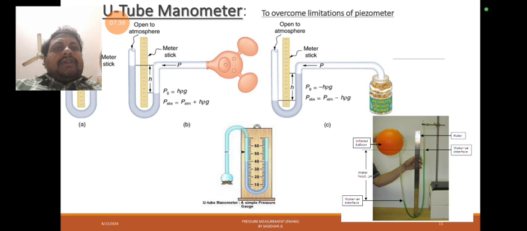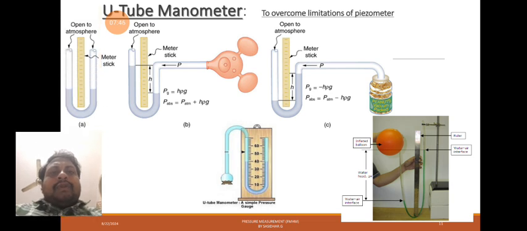The next one is the U-tube manometer. This overcomes the limitations of the piezometer. In the U-tube manometer, one end is connected to where the pressure is to be measured, and the other end, similar to the piezometer, is connected to the atmosphere. So this is about U-tube manometers.